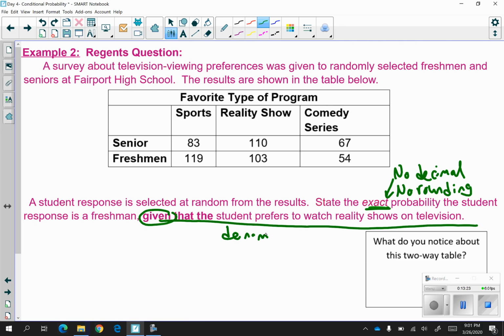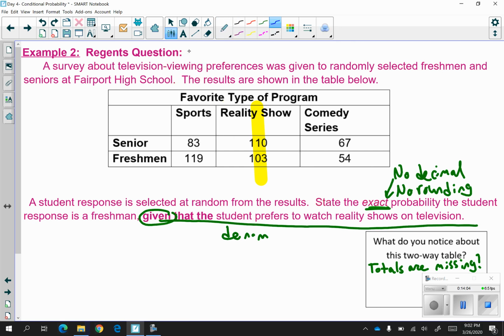Now, when you go to do this problem, you should realize there's an issue. And the issue is that the totals are missing. So we need to go and put them back in. You actually don't have to do the totals for everything, which is pretty nice of them. You only have to find one total, really. And that total is going to be for your condition that you're looking at. So our condition is that the student prefers to watch reality shows on television. So I only have to find the total for the reality show.